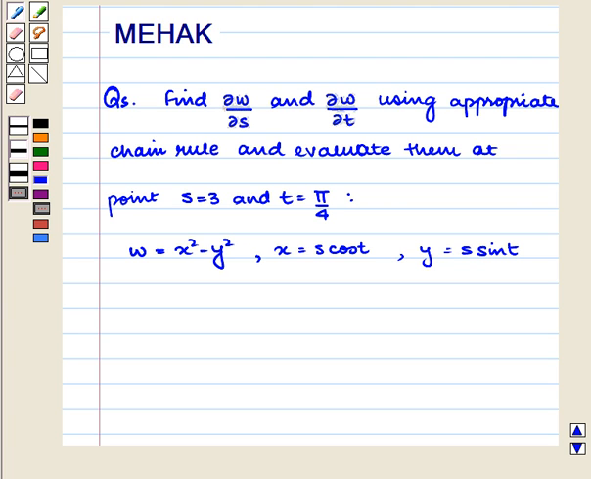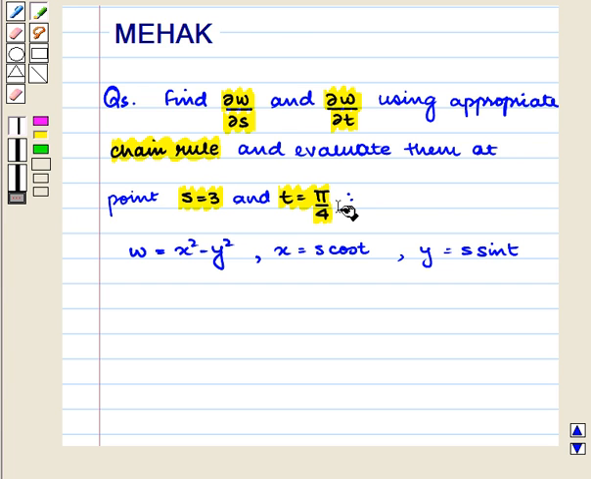In this session, we are going to discuss the following question. The question says: find ∂W/∂S and ∂W/∂T, that is, the partial derivative of W with respect to S and the partial derivative of W with respect to T, using the appropriate chain rule, and evaluate them at the point S equal to 3 and T equal to pi by 4, where W is equal to x squared minus y squared, x is equal to S cos t, and y is equal to S sin t.